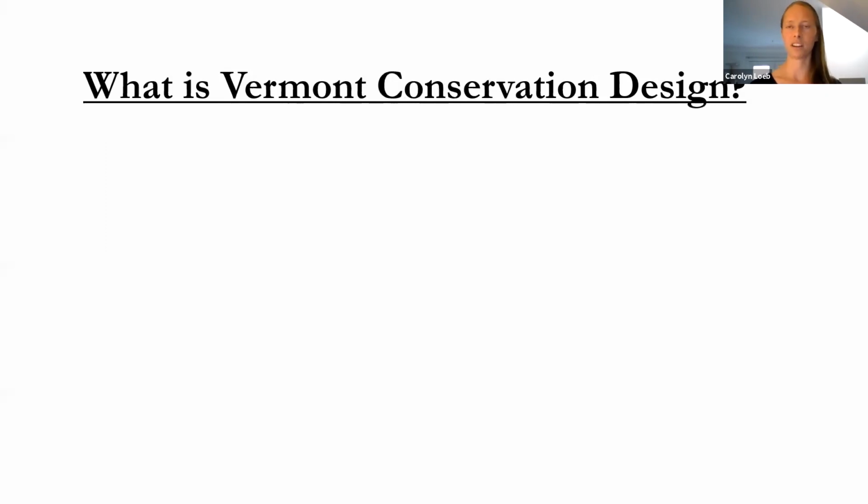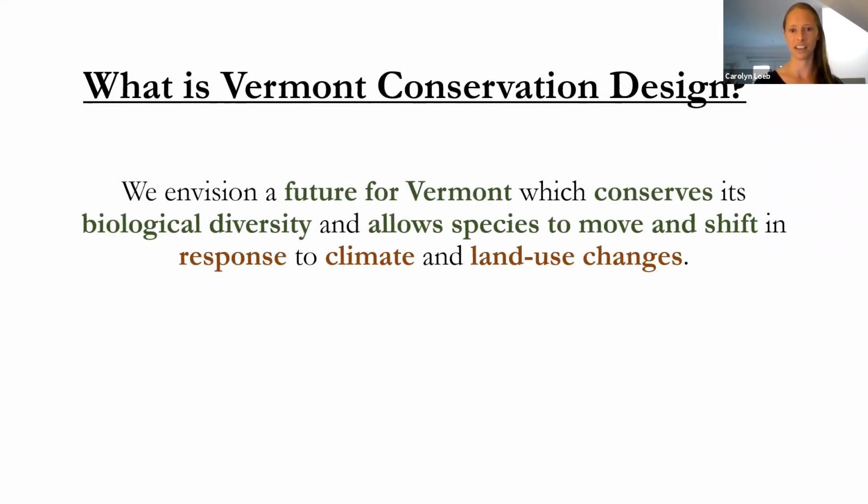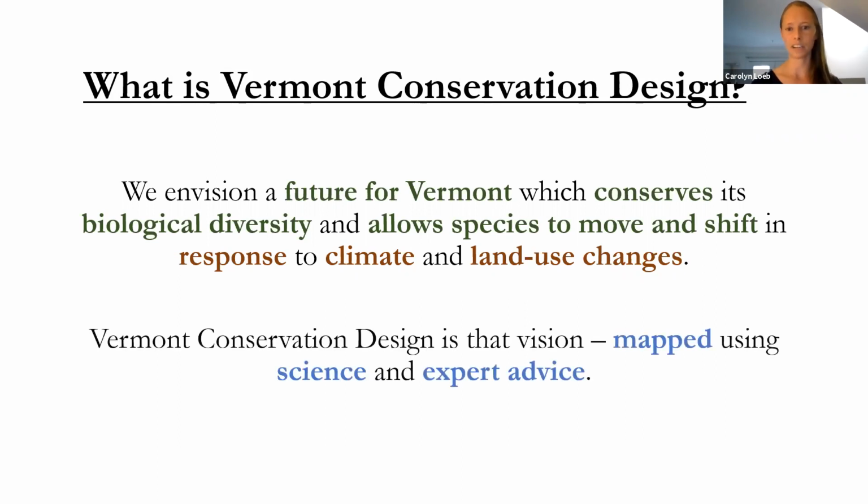I like to think of Vermont Conservation Design as a vision that ensures the biological integrity of the state of Vermont and guarantees that Vermont will remain a great place for people, plants, animals, fungus, bacteria, you name it, to live even under climate change and additional land use changes. And what makes Vermont Conservation Design, in my opinion, even more special is that it is a spatially explicit design. So it's literally a map, and you can zoom in on that map and you can figure out which lands we're really looking to focus our emphasis on stewardship for.